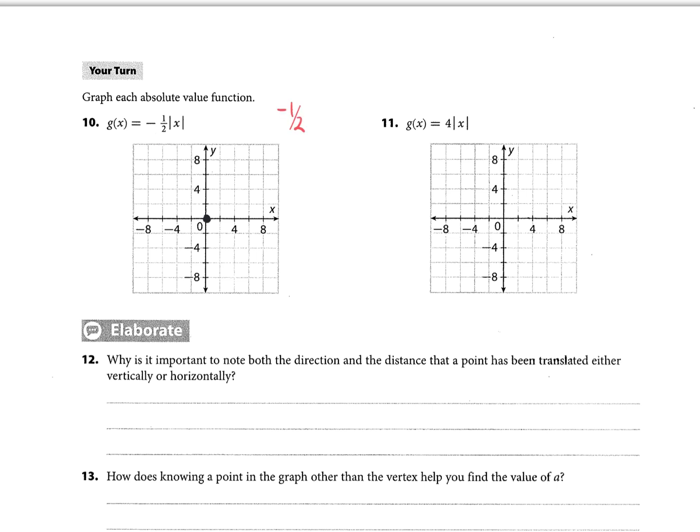So -1/2 times the absolute value of 2. Absolute value is 2 times -1/2. Well, half of 2 is 1, and then we make it negative, so it should be 2, -1 as our point. Now let's try 4. -1/2 times the absolute value of 4. The absolute value of 4 is 4. Half of 4 is 2, but we have -1/2 times 4, so it's going to be -2.